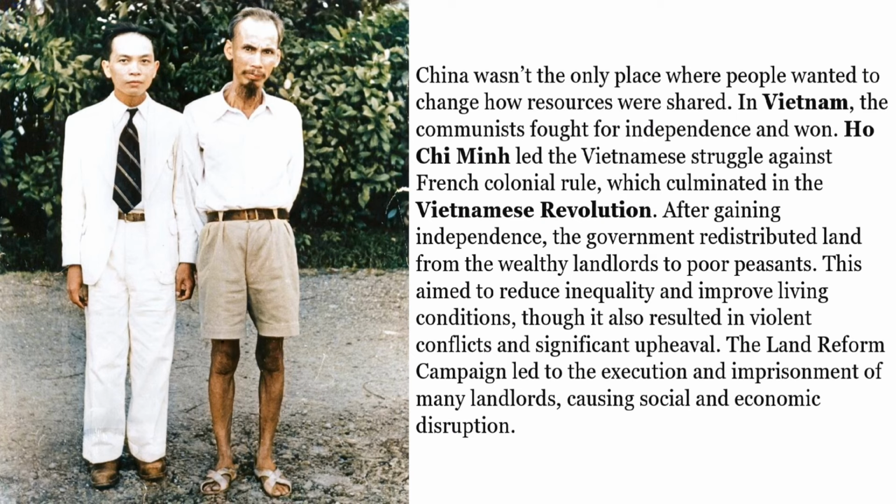Ho Chi Minh led the Vietnamese struggle against French colonial rule, which culminated in the Vietnamese Revolution. After gaining independence, the government redistributed land from the wealthy landlords to poor peasants. This aimed to reduce inequality and improve living conditions, though it also resulted in violent conflicts and significant upheaval. The land reform campaign led to the execution and imprisonment of many landlords, causing social and economic disruption.